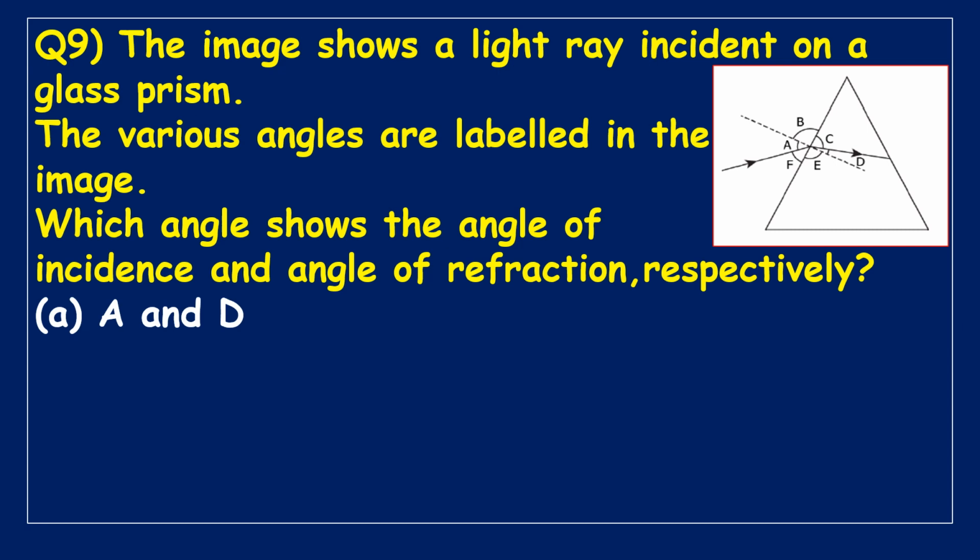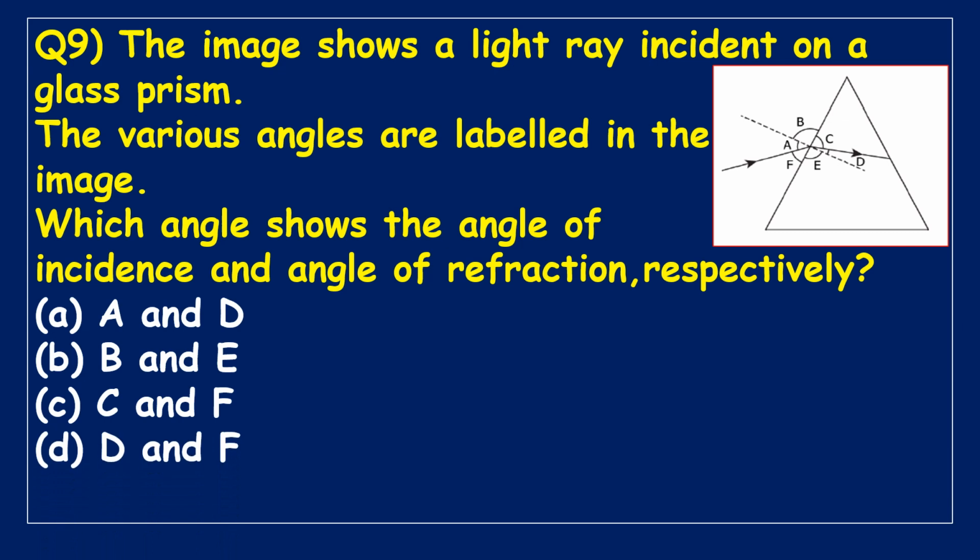Option A, A and D. Option B, B and E. Option C, C and F. Option D, D and F. Now what is the angle of incidence here? Angle of incidence is A, and angle of refraction is D. So your option is A. Option A and D.